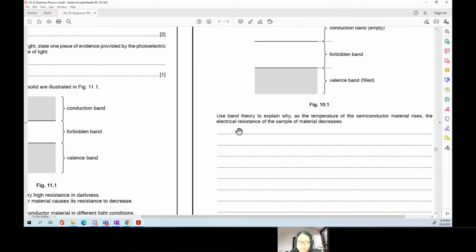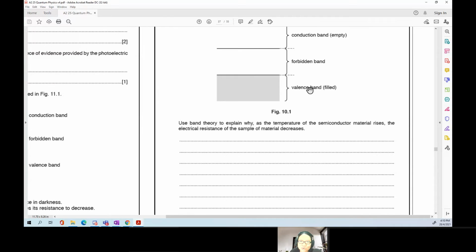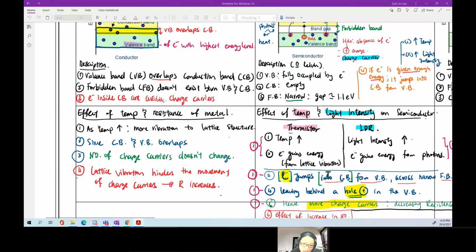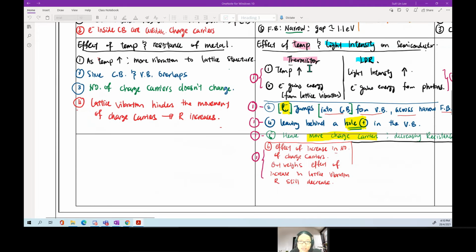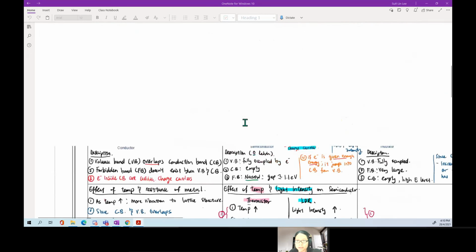Okay, I think you see a pattern now. You see, this is a bonus. Just make sure you write the correct keywords, like the name of the bands. Do they overlap? Do they not overlap? And then there's this thing called charge carriers. Make sure you mention all those things and then explain what happens when we give them more energy. That's it. That's it for quantum.